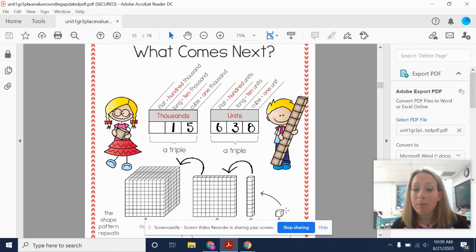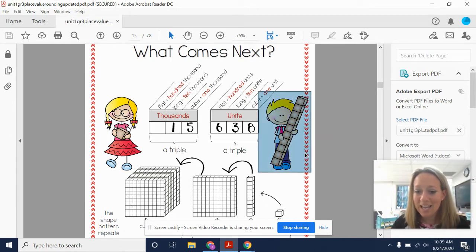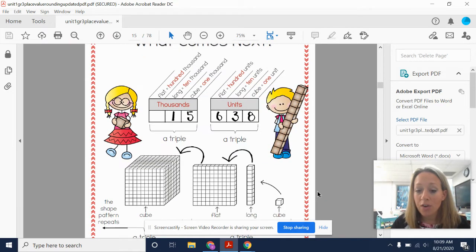So anytime that we're talking about a ones, it's just one little cube. Anytime we're talking about tens, we've got 1, 2, 3, 4, 5, 6, 7, 8, 9, 10. So we've got right here, we call this, sometimes I call them a 10 stick, but that's not the right term. They're called a long. Okay, so you've got your cube, which is 1. You've got your long, which is 10.